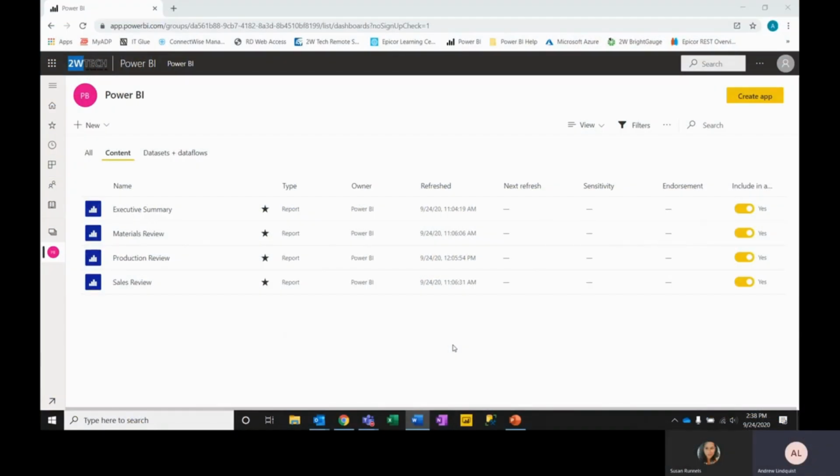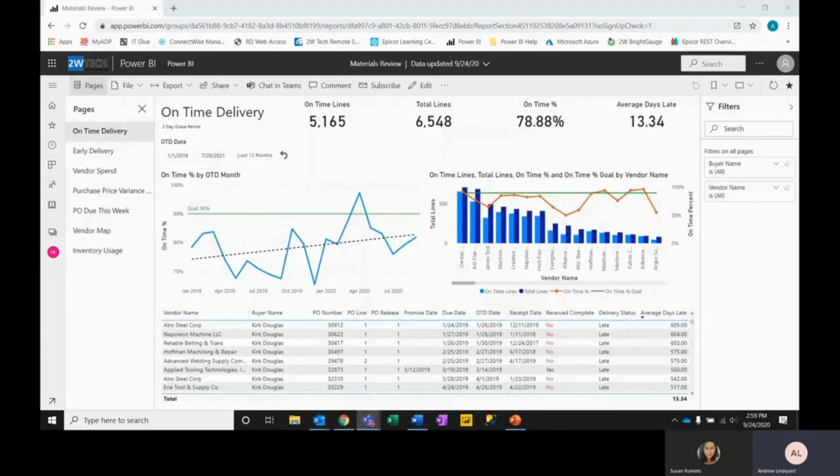Okay, so I'm logged into my Office 365 Power BI service, and these are the 4 templates I have available. So if we go into the materials review template, this report focuses on materials management, so including purchase orders, deliveries, and inventory. The first tab here is on-time delivery.